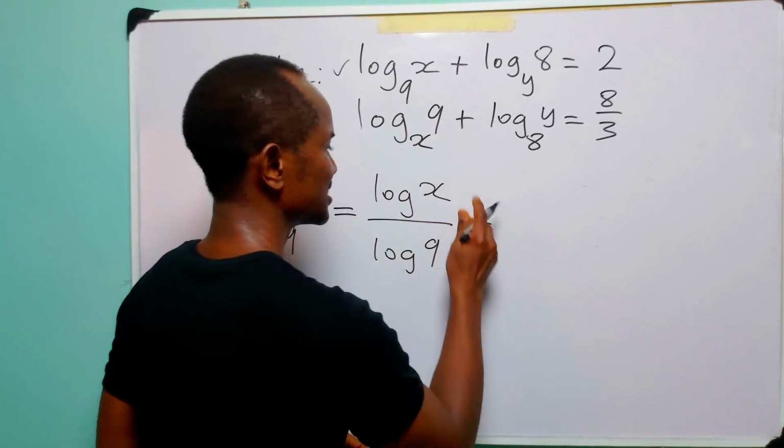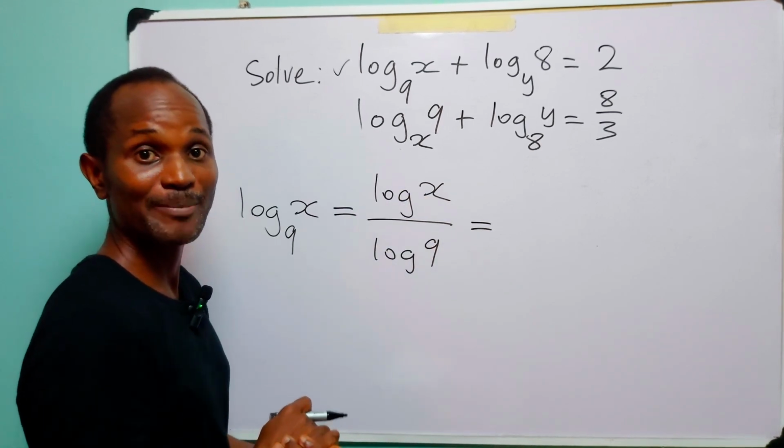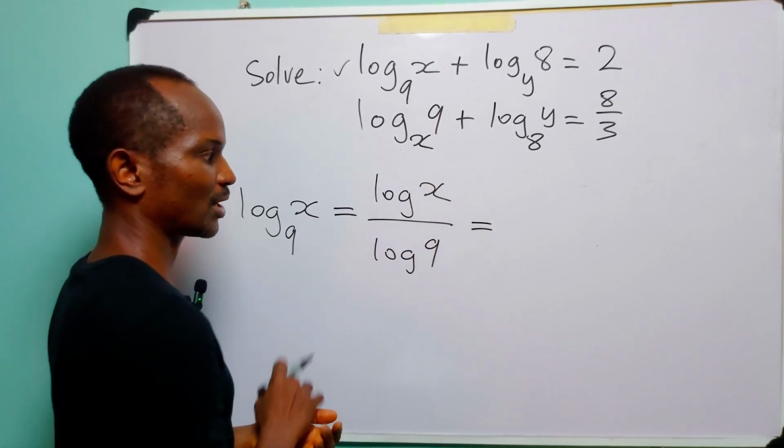Now, the next thing we do is to divide both the numerator and the denominator of this fraction by the same quantity, which is log x.